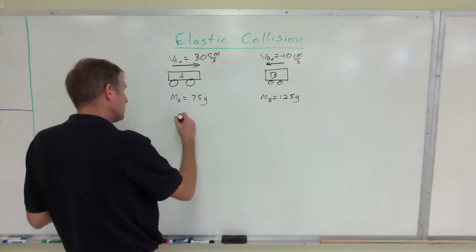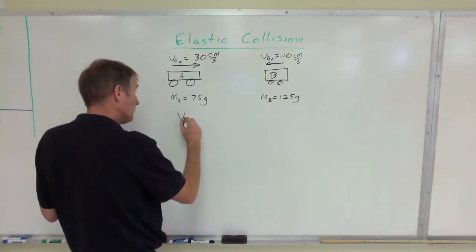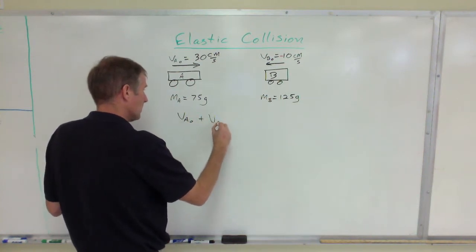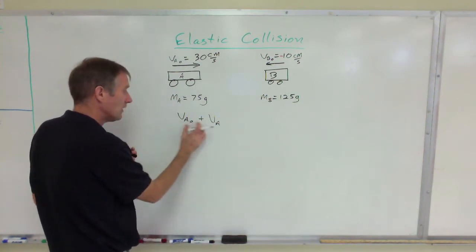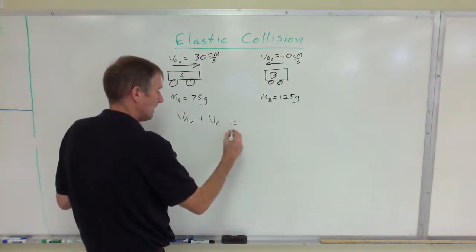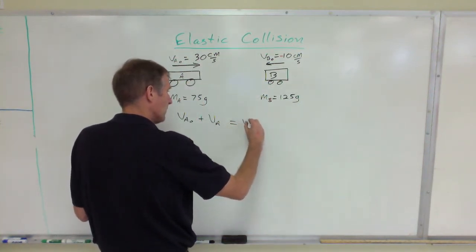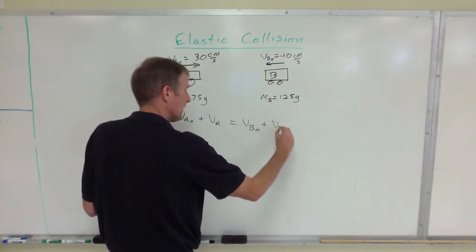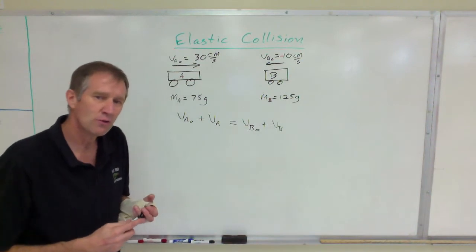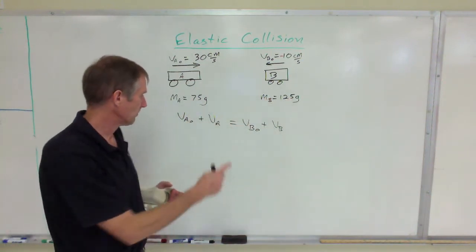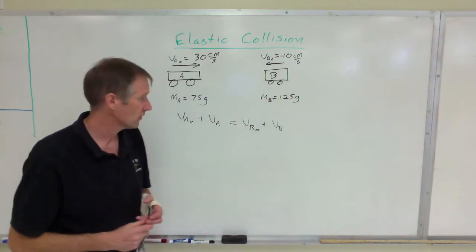For an elastic collision, only for an elastic collision, the sum of the initial and final velocity of cart A adds up to the same number as the initial velocity of cart B plus its final velocity. Again, that is only true for an elastic collision. It doesn't matter that the masses are different. That's true, and that's where you start.